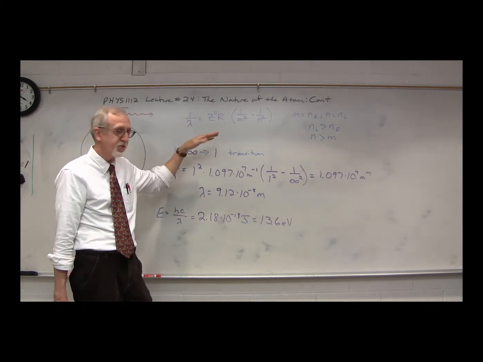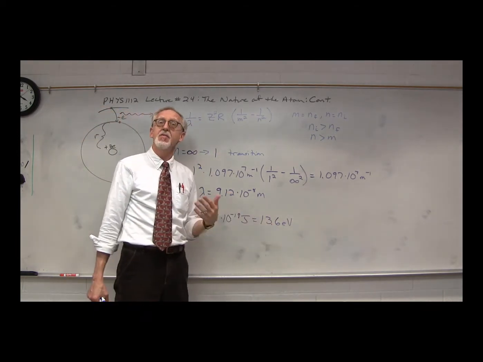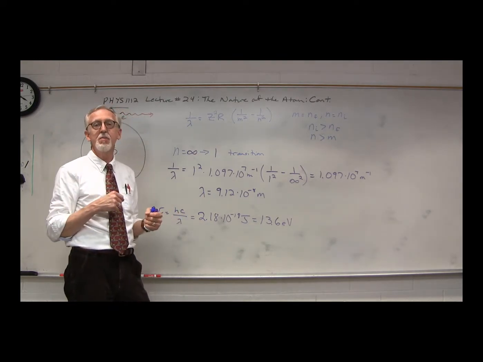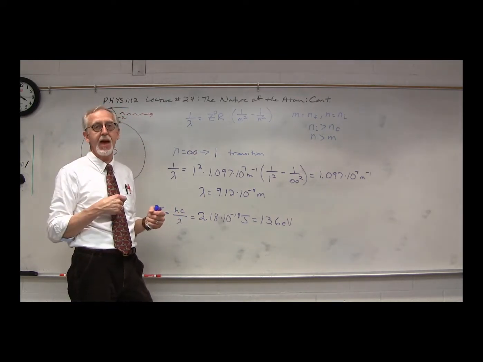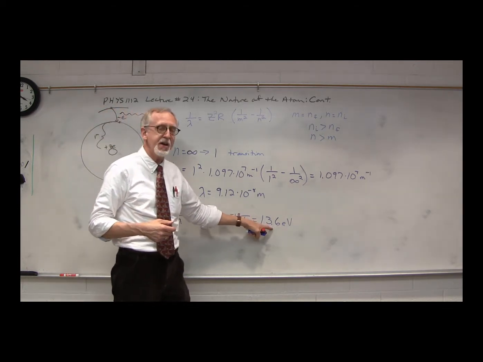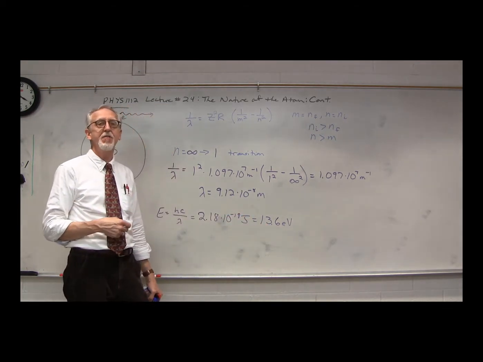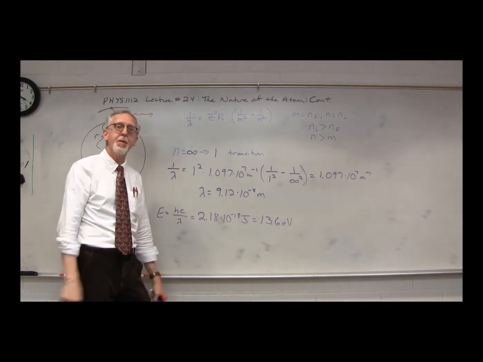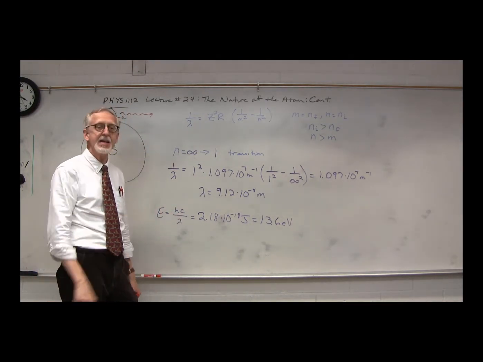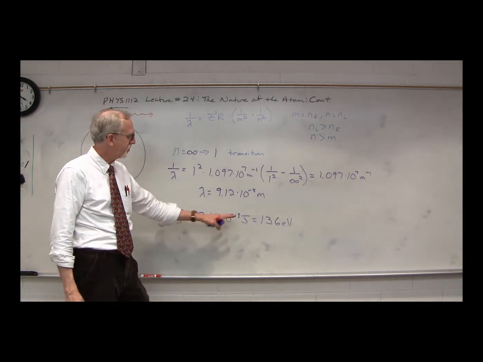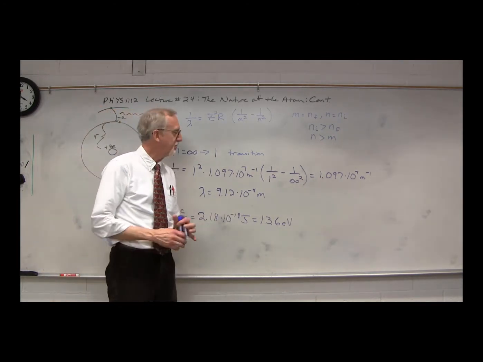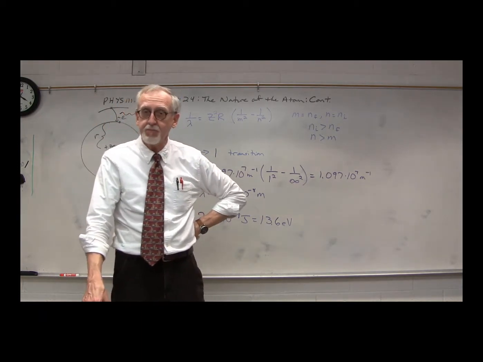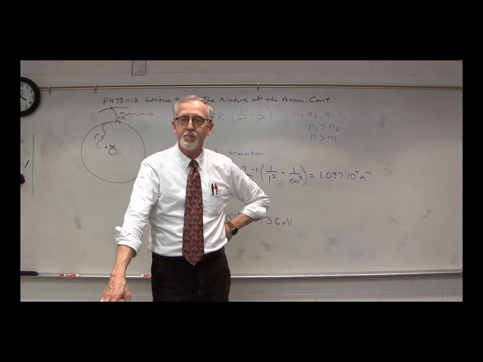Now, if you've had chemistry, you might have seen that before. That's the energy it takes to remove a ground state electron from hydrogen, completely remove it from the atom. But it's also the energy that would be emitted by a photon if we had a free electron being grabbed by a hydrogen atom and brought down to its ground state. Very, very good.